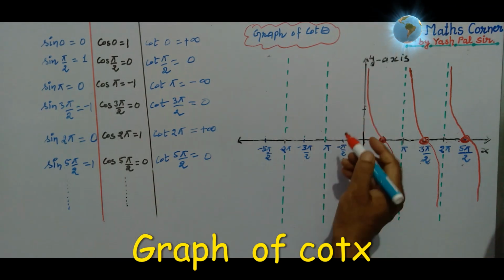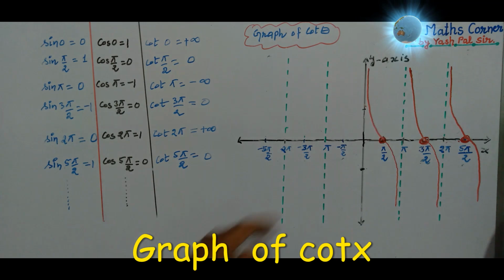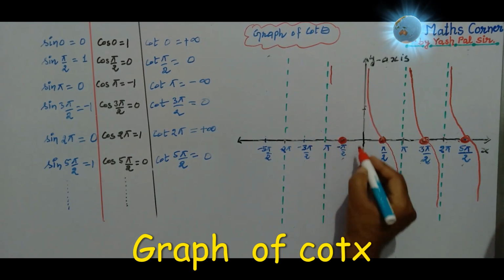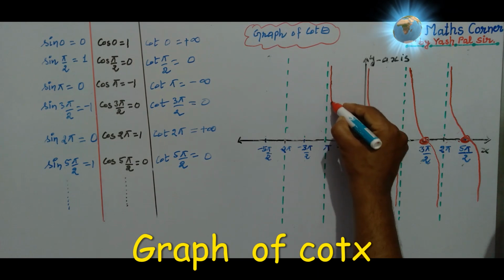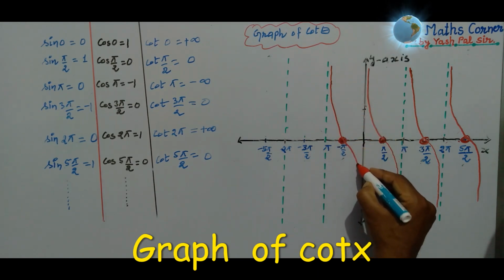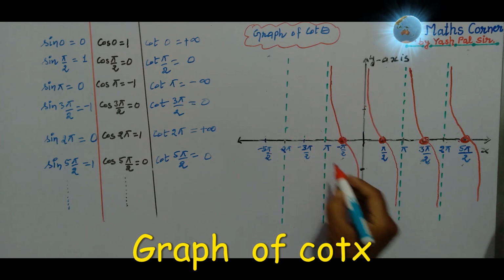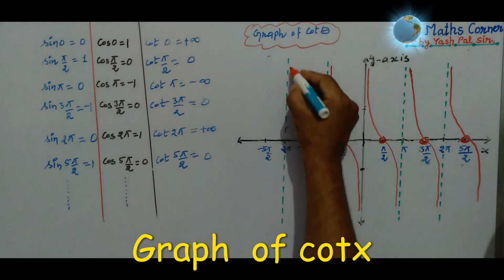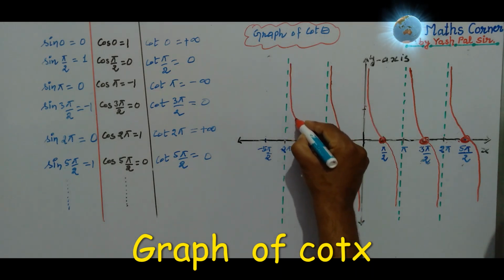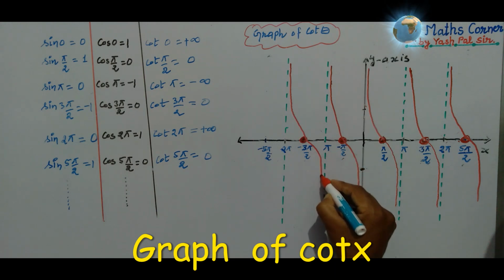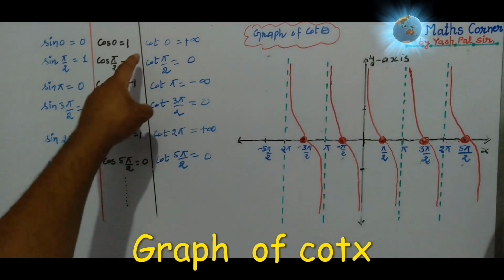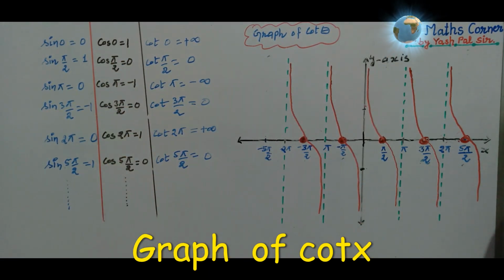Similarly here also, towards the left we shall have the graph like this. It will pass through 0 at minus pi by 2, and this will never touch the y axis. Thereafter it will pass through 0 at minus 3 pi by 2. So the graph will be like this. So this is the graph of cotangent theta. With the help of these values of cotangent, we can sketch the graph very easily.